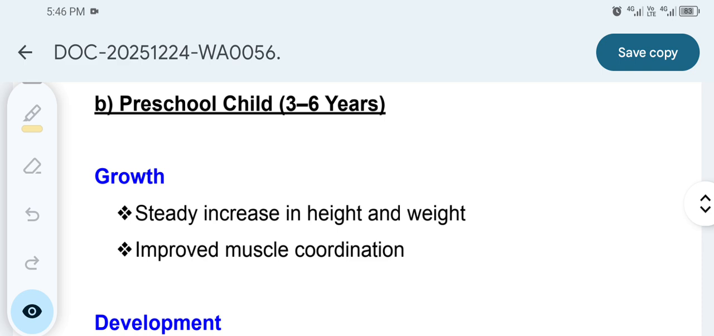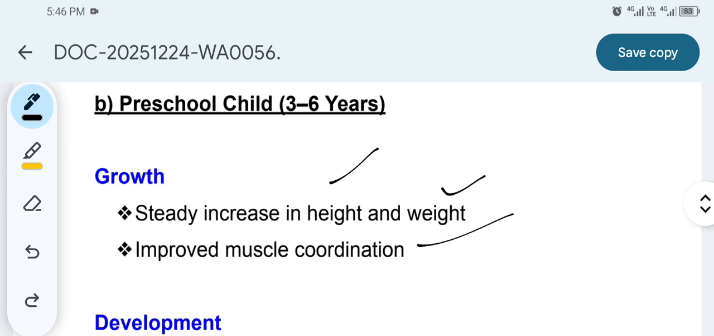Usually in preschoolers, there is an increase in height as well as weight. It's noted there. And then there is improved muscle coordination. That's where they now perfect their speech. They're able to talk well. They're able to walk. They can run. You get it. So that's what we mean by improved muscle coordination.